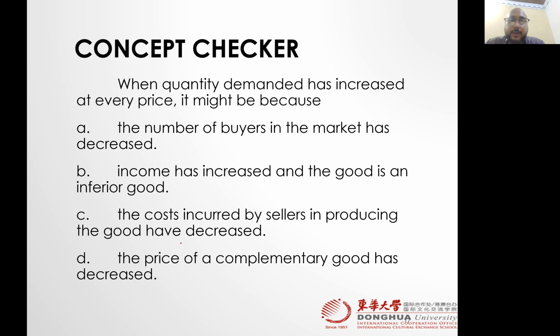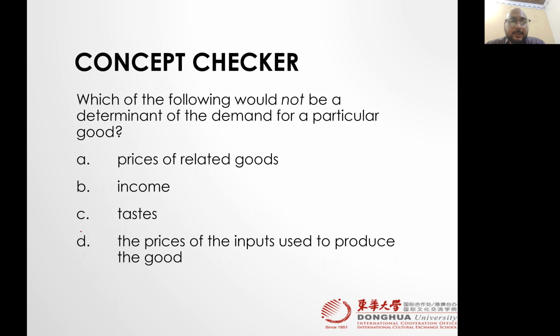So if you understand all this stuff, I think we already talked about this. When quantity demanded has increased at every price level, it might be because the price of complementary goods has decreased. We talked about this in our last lecture. Yes, we also talked about this.